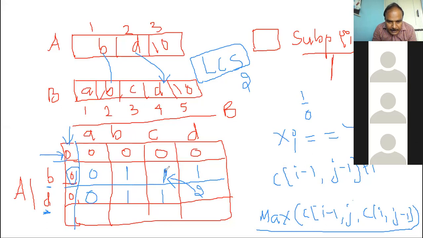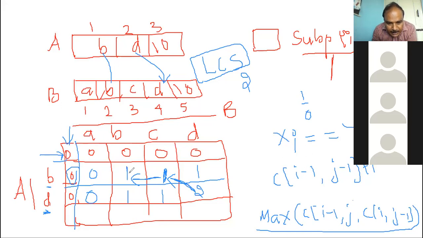Now you got 1. How did we get the 1? Previous row and previous column. Yes, correct. So put a mark here. See, the arrow mark is going up here. Correct, you're going up.